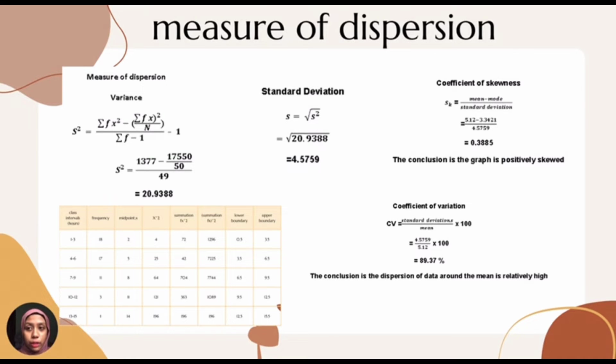And for coefficient of variation, the formula is standard deviation over mean times 100, which comes out to the final answer of 89.37%. And the conclusion is the distribution of data around the mean is relatively high.